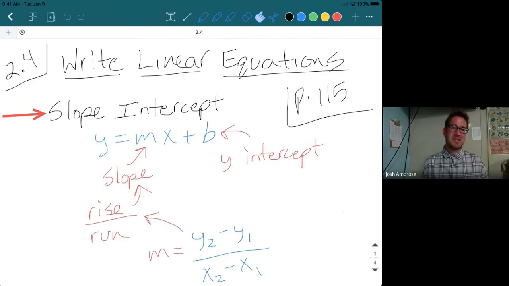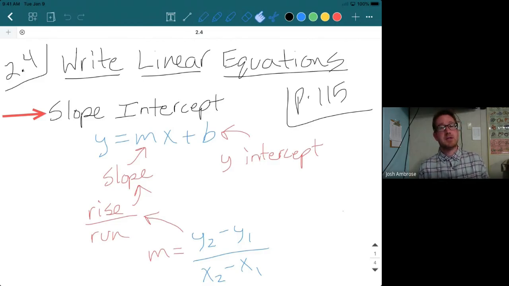All right, so we are in chapter 2, section 2.4. Everybody, have your textbooks open. Always have your textbooks open while you watch these notes. Have the book there, have your notes, copying down everything that needs to be copied down.